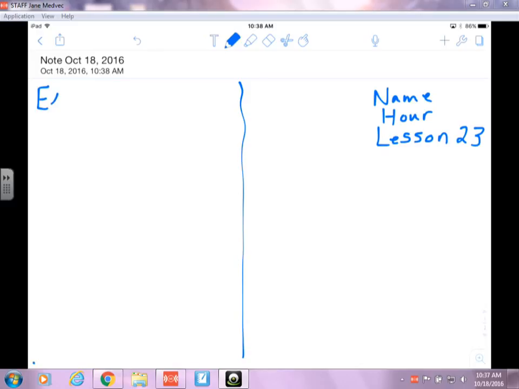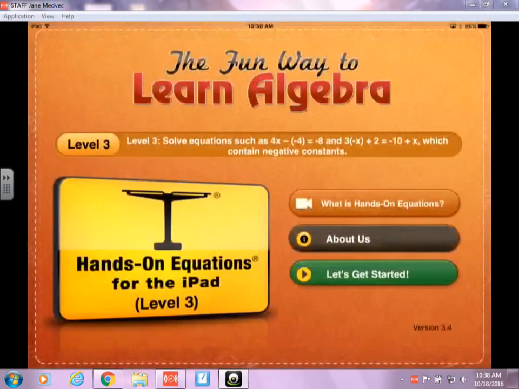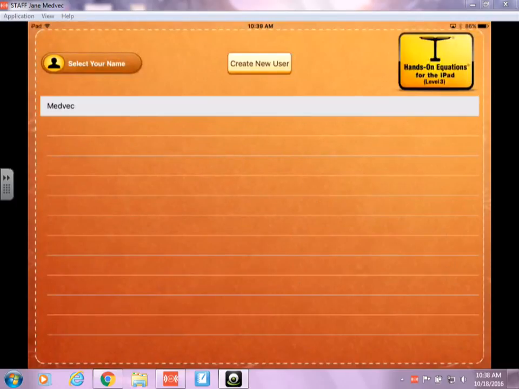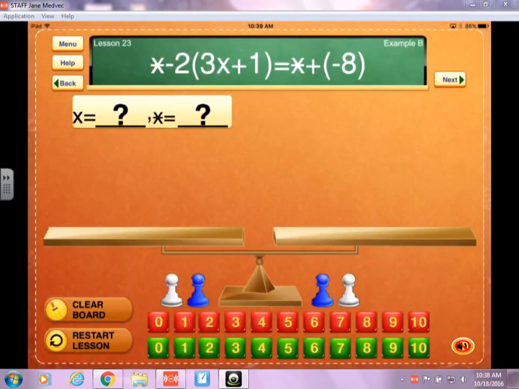We're going to look at the example. It's going to be example B. And if you go into your hands-on equations app, here's lesson 23. You're going to notice what's different on this is the distributive property, but the negative in front of the parentheses. That's what's going to give you trouble today, and that's why I want you to really pay close attention to the notes.